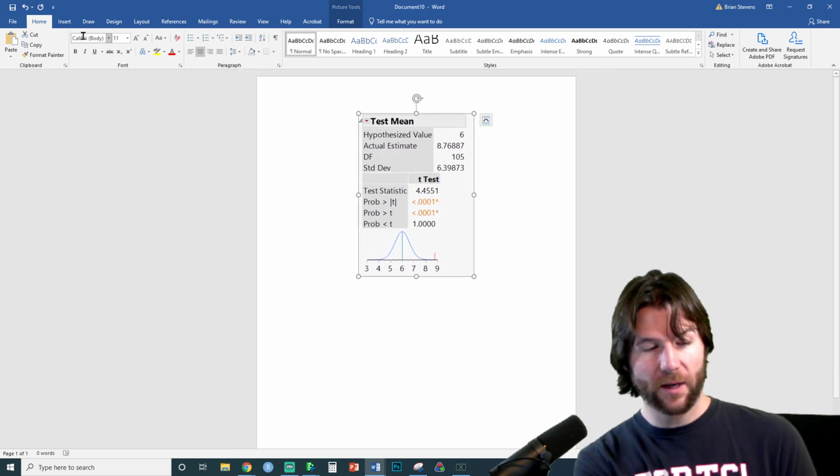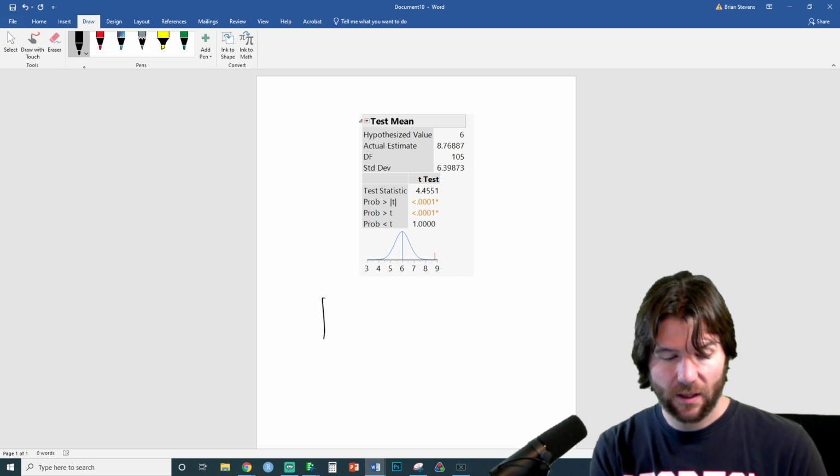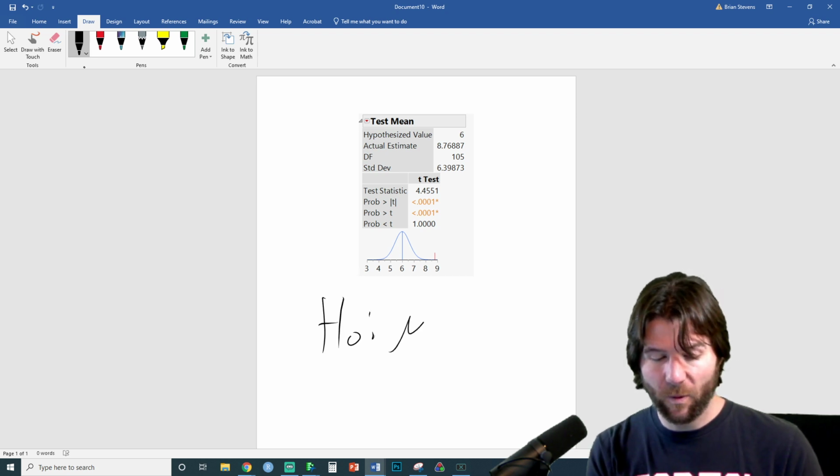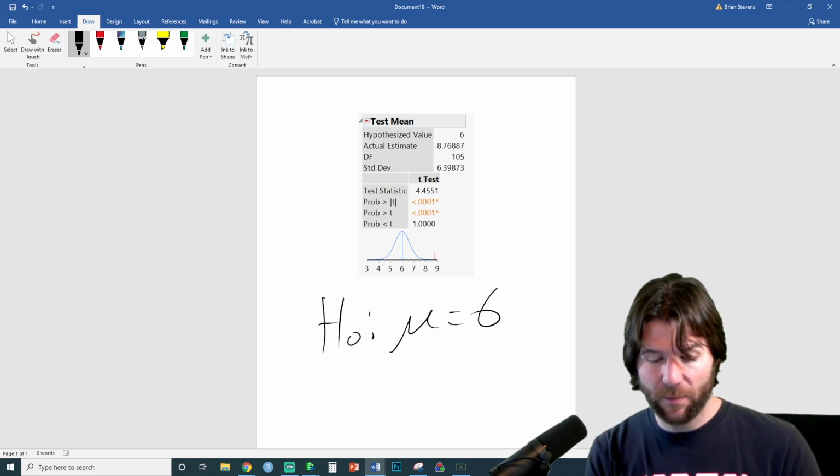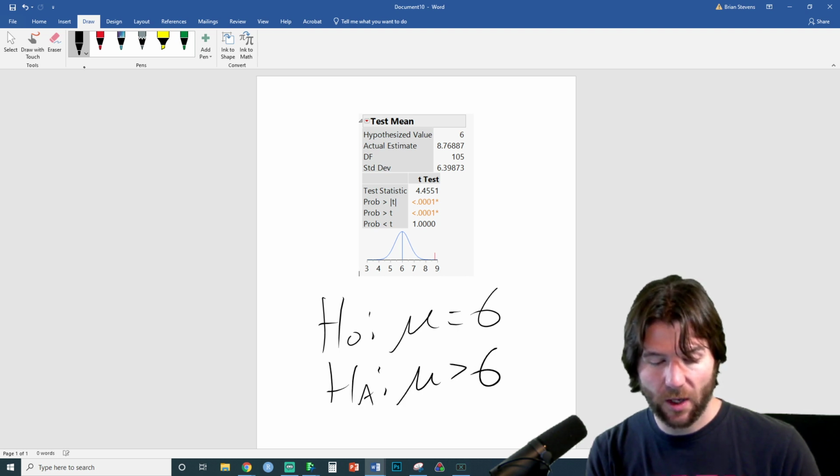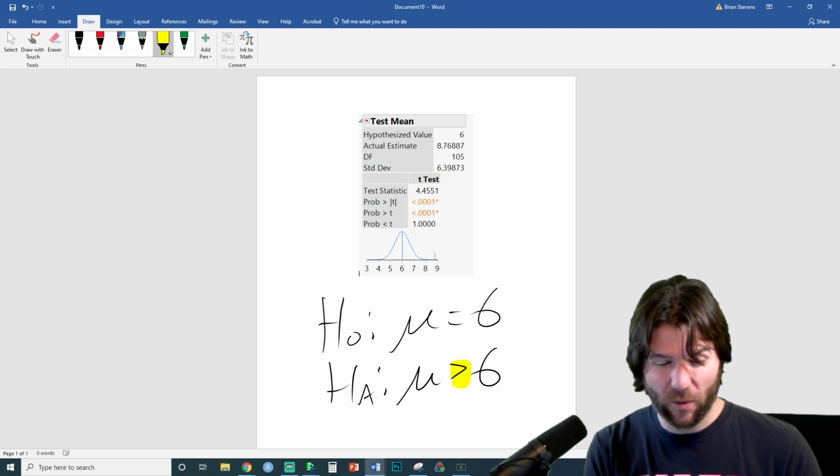So what's going on right here? We have the same null and alternative for this. The null, this is Brian's made up question. The null is that the mean for tip is equal to $6. The alternative is that the mean for tip is greater than $6. That automatically means we need to look at this one right here.